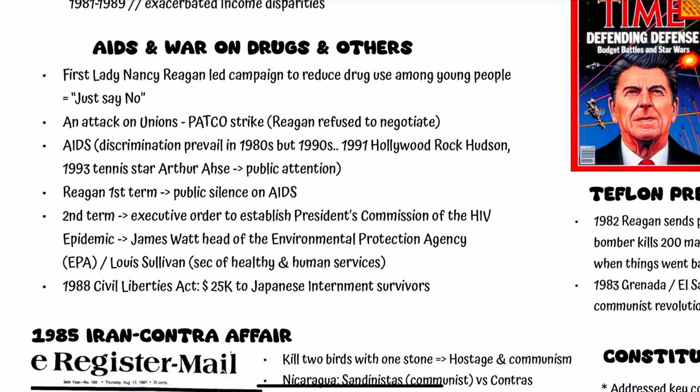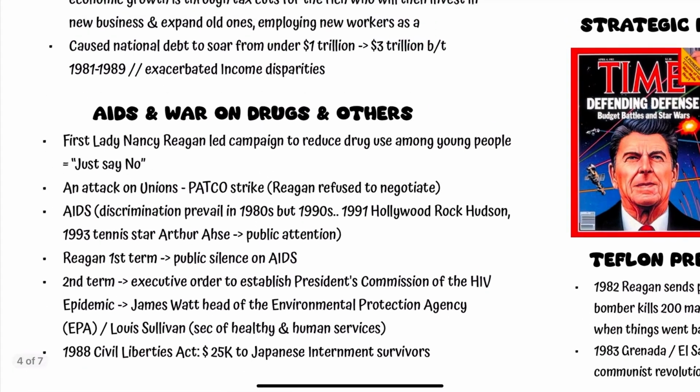And in 1988, there was the Civil Liberties Act, in which he gave $25,000 to Japanese internment survivors who were initially confined in internment camps during the war in the past.